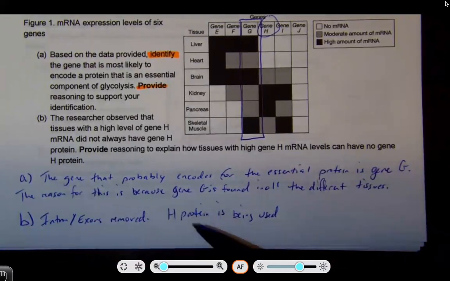The H protein could be used in something else as an intermediary, or you could also say that there's some block on translation of the actual H protein. A positive or negative feedback loop, probably a negative feedback loop, is blocking gene H from actually being translated into the H protein. So this is FRQ2.